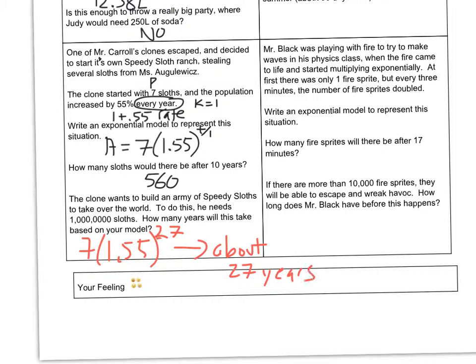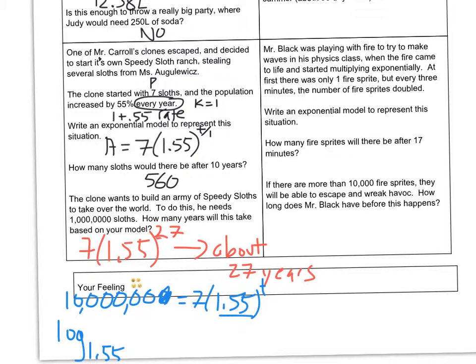If you would prefer to do this with logs, that's okay too. So we're going to have 1 million. That's 10 million. Is equal to 7 times 1.55 to the t. Divide by 7. And we get 142,857. And then that's going to be converted to log of base this. So log base 1.55 of 142,857. It's 0.1429. That's not going to make a big difference.